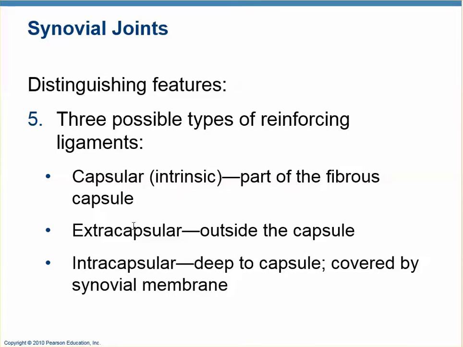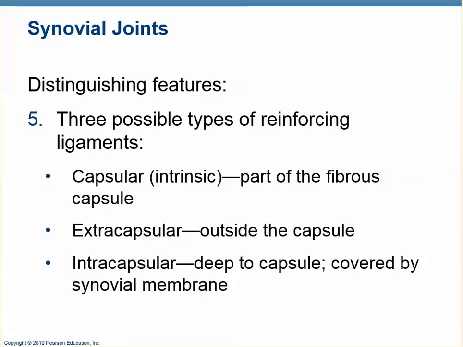Extracapsular ones are found outside the capsule. Intracapsular ones are found deep to the capsule. If they're intracapsular, they must be covered with the synovial membrane. So in something like the knee, we're going to see that the lateral collateral ligament on the fibular side is extracapsular. The medial collateral ligament, the one on the tibial side, sometimes called the tibial collateral, is an intrinsic ligament. And the cruciate ligaments are found within the joint. So the anterior and posterior cruciate ligaments are intracapsular.